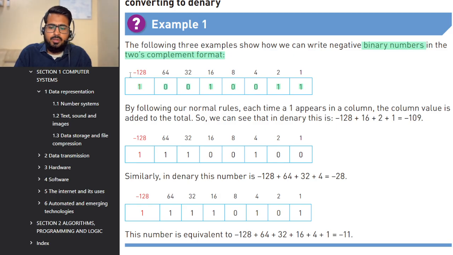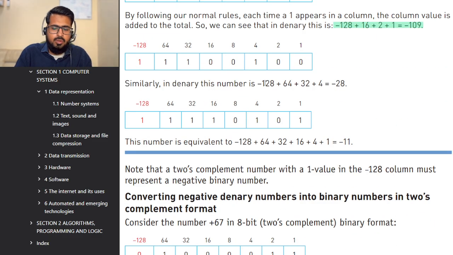So what we are going to do is add the values, but in a different way. Instead of 128, we are using minus 128. So minus 128 plus 16 plus 2 plus 1 is equal to minus 109.